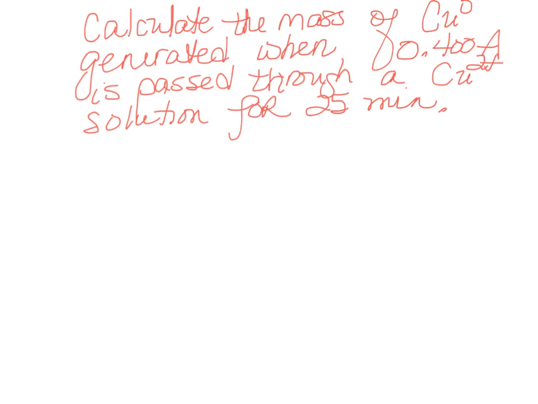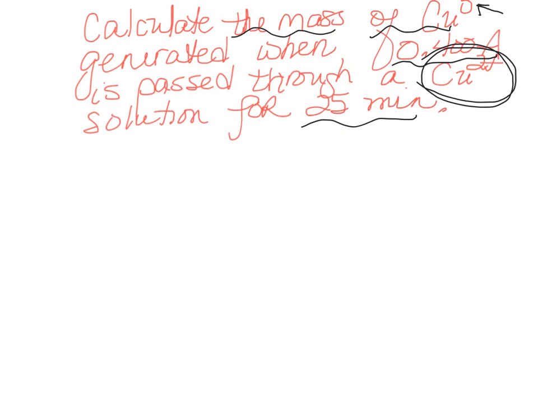Here's a very typical electrolytic cell problem that asks you to calculate how much neutral metal you could generate. This question is saying calculate the mass, which is typical, of copper. I just put the 0 here. I'm talking about neutral copper, copper metal, okay? How much of that is generated when 0.4 amps of electricity, obviously, is passed through a copper ion solution for 25 minutes.